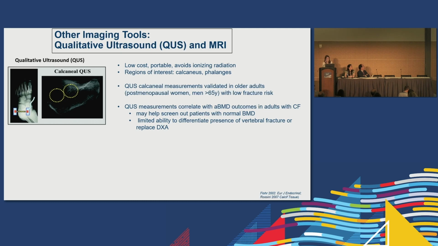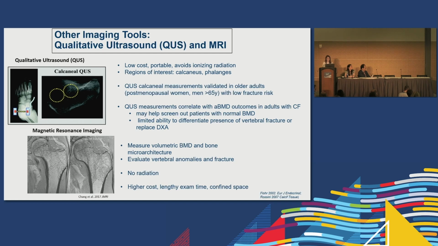So we have some other tools outside of DEXA to help better look at bone microarchitecture and mineralization. Quantitative ultrasound is actually a very low cost, portable tool. It's not large, and it helps calculate bone mineral density and compressive strength without any radiation. It looks at the heel and the phalanges, and we have validated measures and reference data in older individuals. Studies show that quantitative ultrasound measurements of density correlate with areal bone mineral density outcomes in adults with CF who've had DEXA. So it could potentially be used to screen out patients who have normal bone mineral density, maybe reducing the burden of screening.